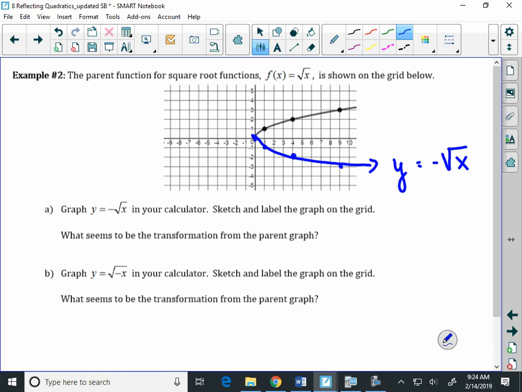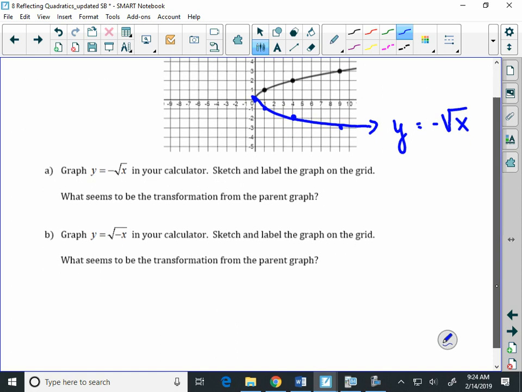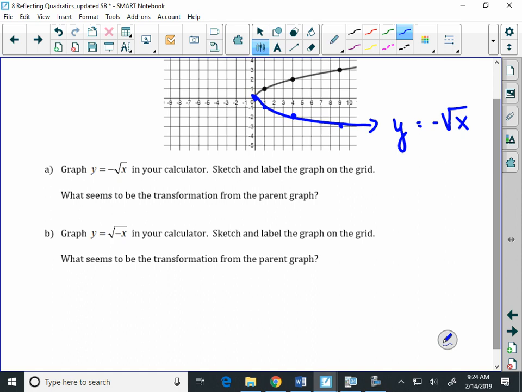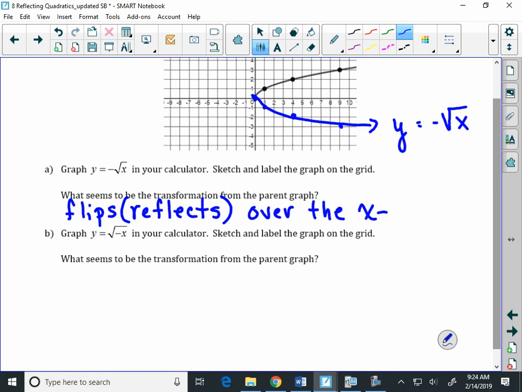And it's the same idea. We could see it in the previous problem, we see it here. We say that it flips, but another word for flips is reflect. Flips or reflects over the x-axis.